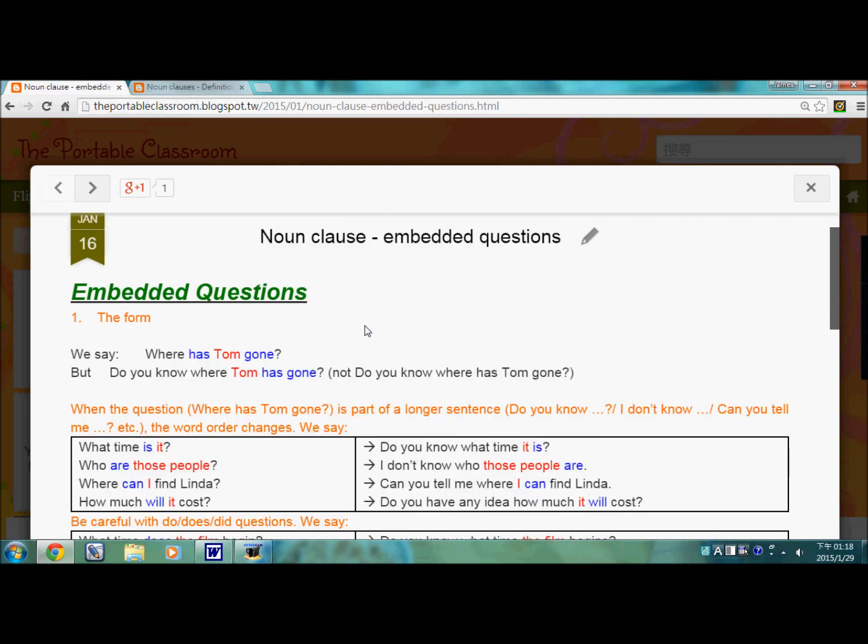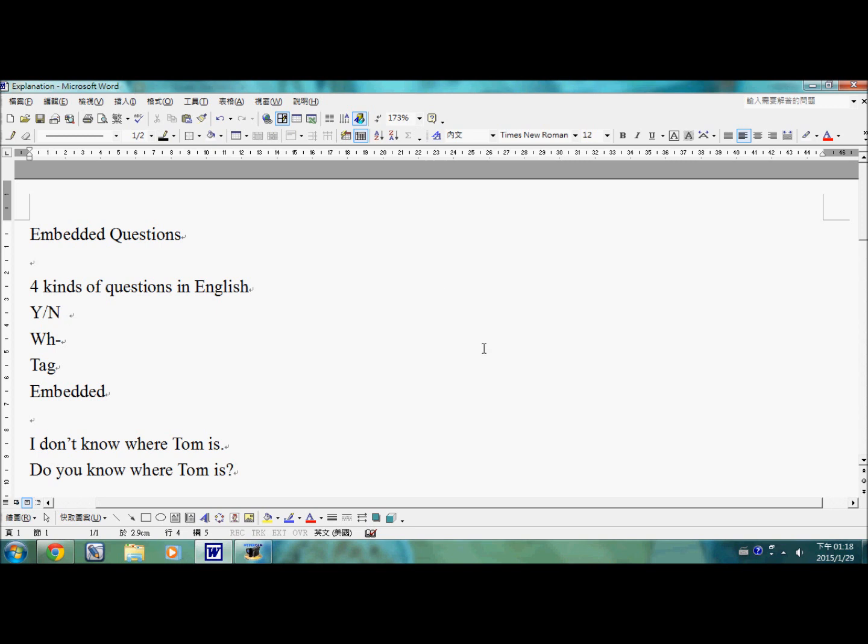Now, embedded question, first you have to know that in English there are 4 different kinds of questions. Yes, no questions, like do you like fried chicken? And the answer is either yes or no. WH questions, when we want to know about something, we will use WH questions. For example, I want to know about the location of a certain place. I would say, where is it? When is it? To know about the time. Who does it? To know about the person. Tag questions are questions like, he is a student, isn't he? That's a tag question. And embedded question is what we're going to do today.